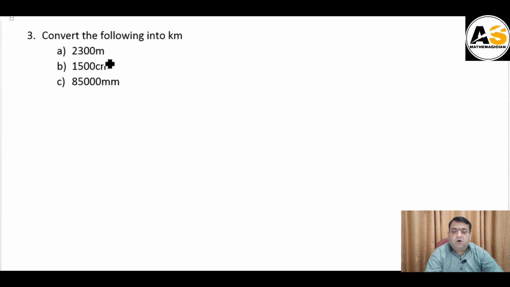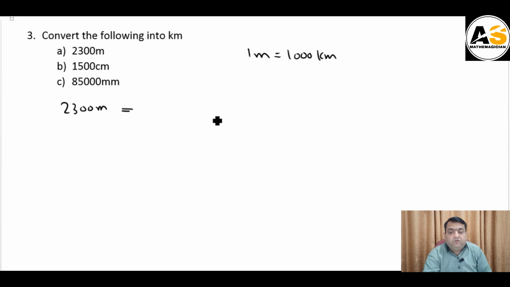We have to convert all these smaller units to kilometers. Now we have to convert the smaller units meter, centimeter, millimeter to kilometer. First of all, 2300 meters. Remember, 1 kilometer is equal to 1000 meter. We have to move to a larger unit. For that, we will divide 2300 by 1000. It will be 2.3 kilometer. Is this clear? Let us move to next then.